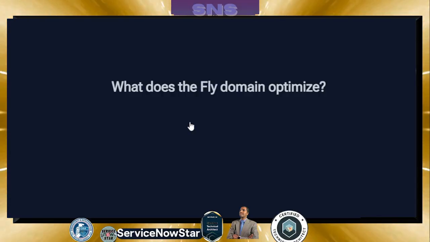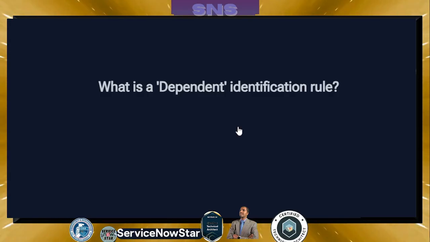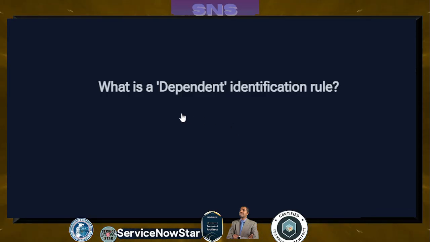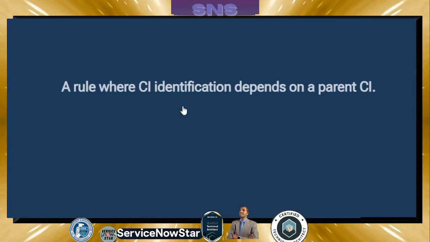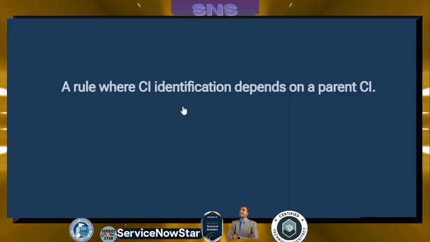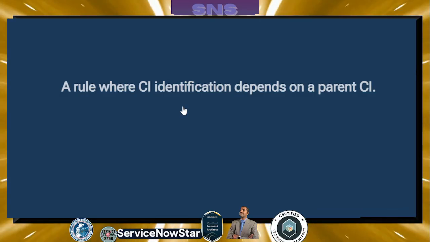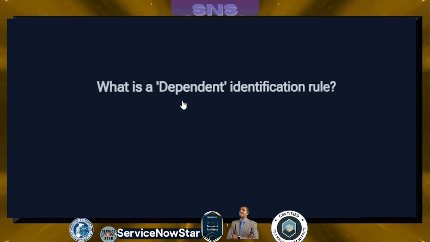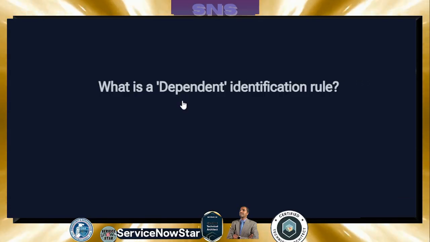What is a dependent identification rule? A rule where a CI's identification depends on a parent CI. That's what a dependent identification rule is.